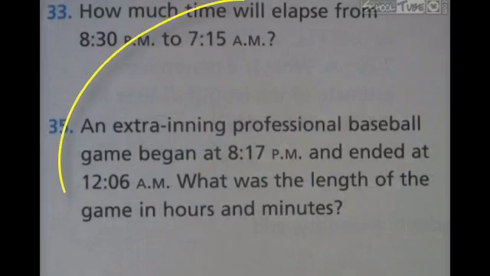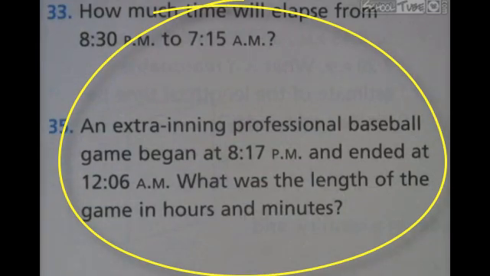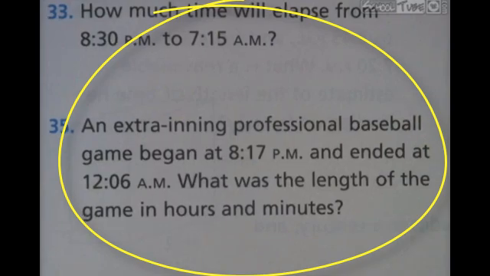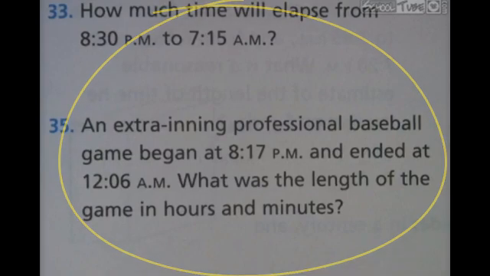Alright. Okay, so I'm going to have you do 2 more story problems on elapsed time, and hopefully we'll be ready to roll for tomorrow. So the first one is this number 35. You can just number 1 on your journal. An extra inning of professional baseball began at 8:17 p.m. and ended at 12:06 a.m. What was the length of the game in hours and minutes?